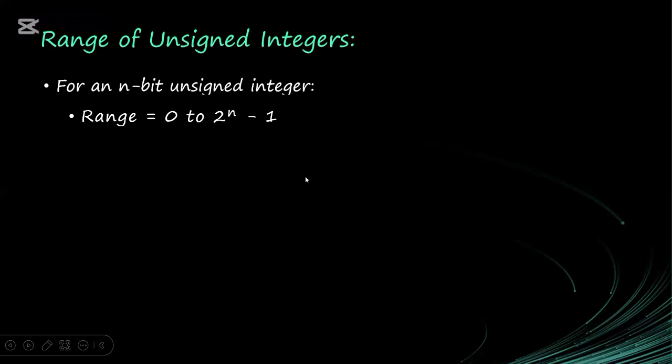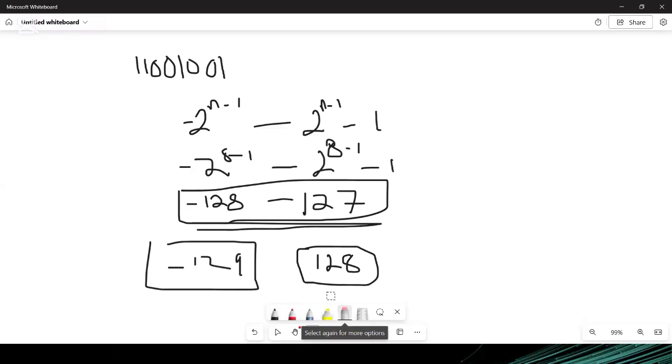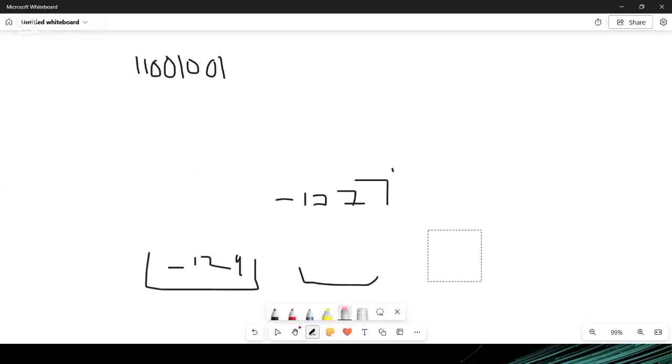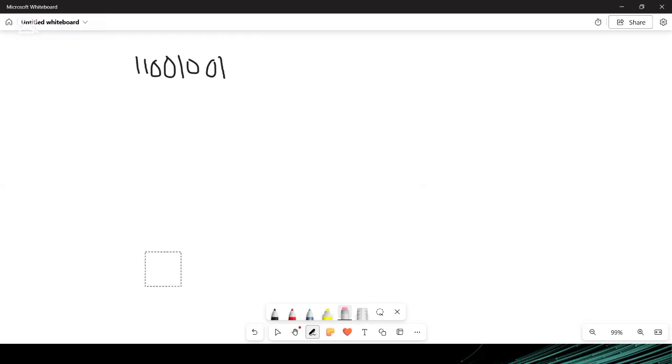All right, so let's go to the board and do something. This time around, we are looking at unsigned integers. We are no longer considering any negative number, and the range is 0 to 2 raised to the power n minus 1.